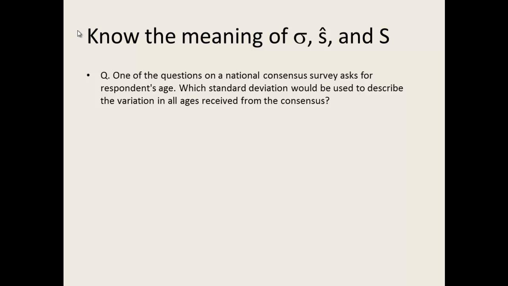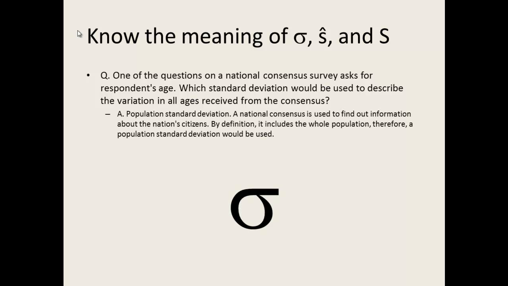In our last example, let's look at one of the questions on a national census survey, which asks for the respondent's age. Which standard deviation would be used to describe the variation in all ages received from the census? In this case, you would actually be able to report this value as a population standard deviation, because a national census is used to find out information about the nation's citizens. By definition, it involves the whole population. Therefore, a population standard deviation would be used.